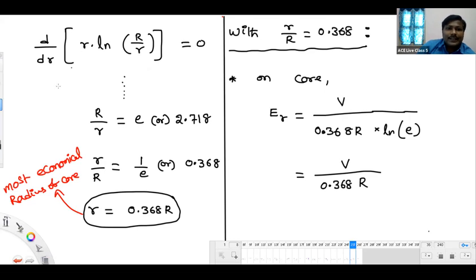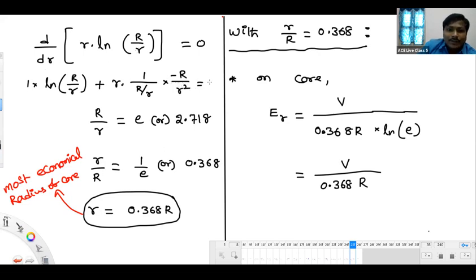First you take the differentiation with respect to small r. So you get ln of capital R by small r, plus capital R by small r into ln of capital R by small r. Differentiation of ln of x is 1 by x. Like that you should do. Let me write one step. You get 1 into ln of capital R by small r, u dash into v plus v into u dash, plus 1 by capital R by small r into, and this capital R by small r differentiated again means minus capital R by small r square, equals 0. You do this.